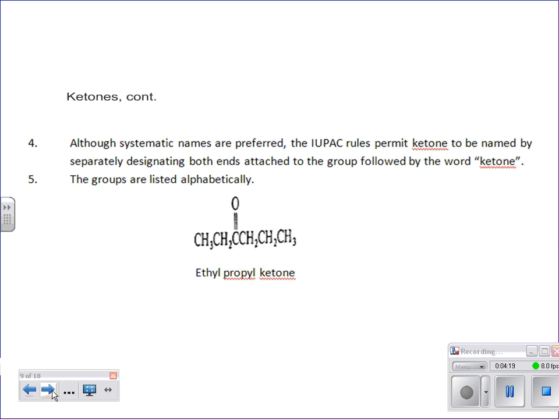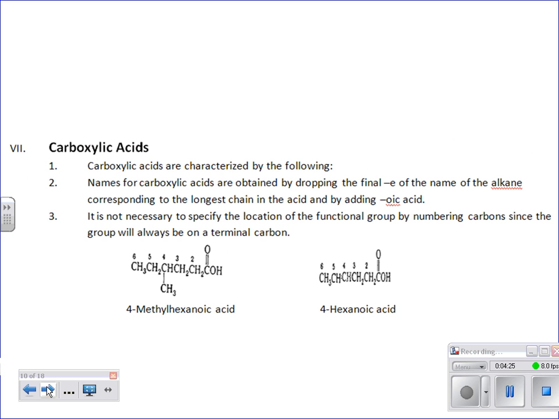You've got this on your notes. You can go ahead and cross this off. This is just another naming system, and we will not use that or hold you guys responsible for that. Okay, then we get to carboxylic acids.